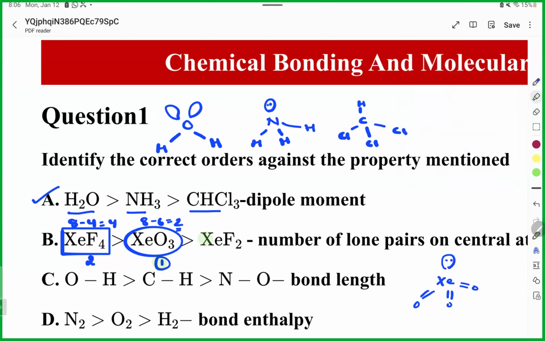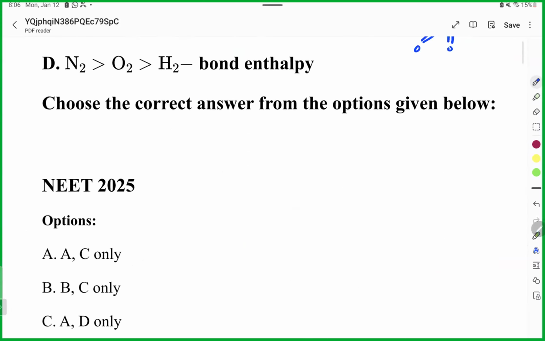And next, this. Sarah. Then xenon will be 8 minus 2 will be 6. So lone pair 3. Is this sequence correct? No, sir, it's not. So A is correct.